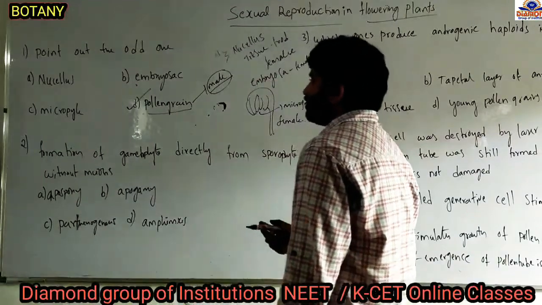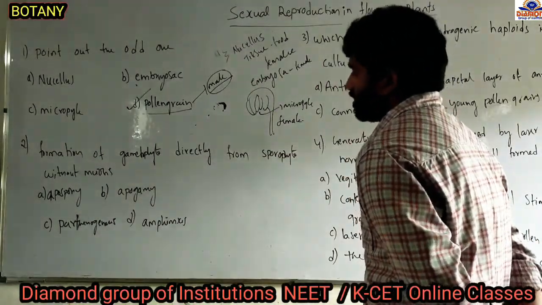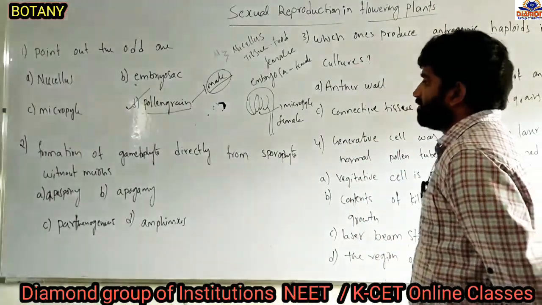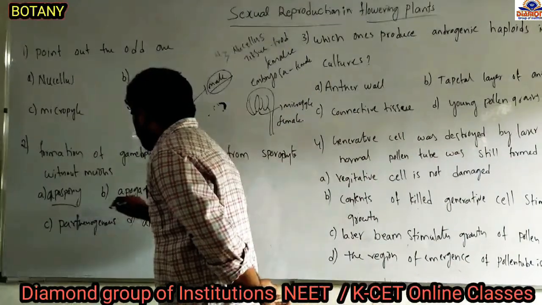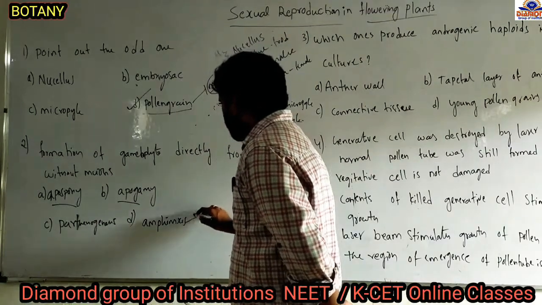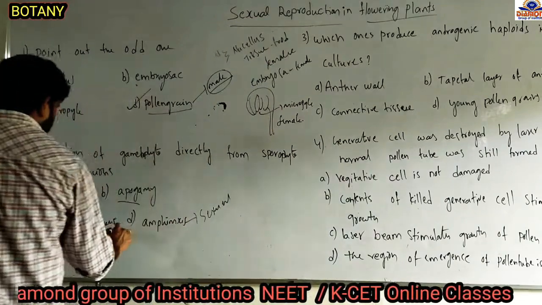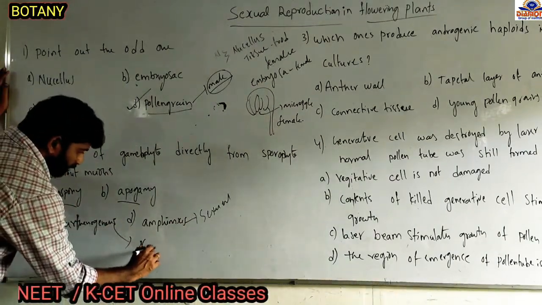And next question: formation of gametophyte directly from sporophyte without meiosis. Formation of gametophyte directly from the sporophyte without meiosis is called as, and options are given as apospory, apogamy, parthenogenesis, and amphimixis. Amphimixis means through sexual reproduction, and parthenogenesis is a type of asexual reproduction. A new individual is developed.